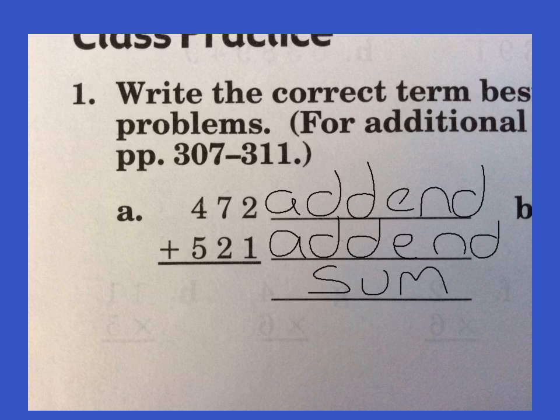Now we got to solve the problem. 2 plus 1 is 3. 7 plus 2 is 9, and 4 plus 5 is 9. And so our answer is 993. Let's look at B.